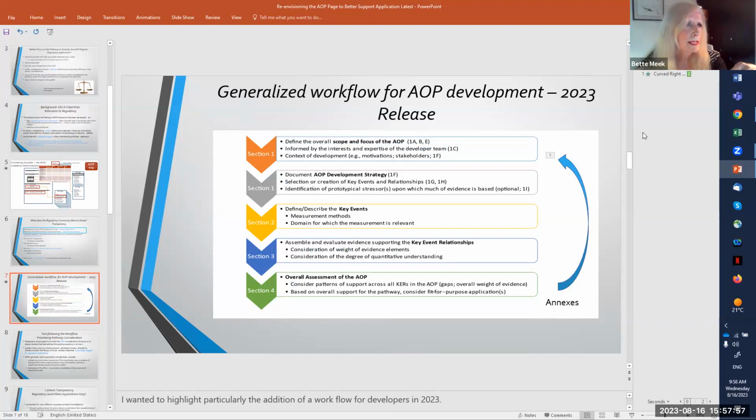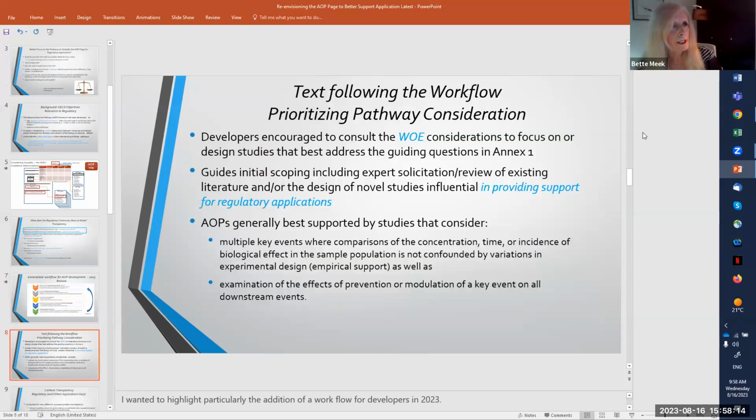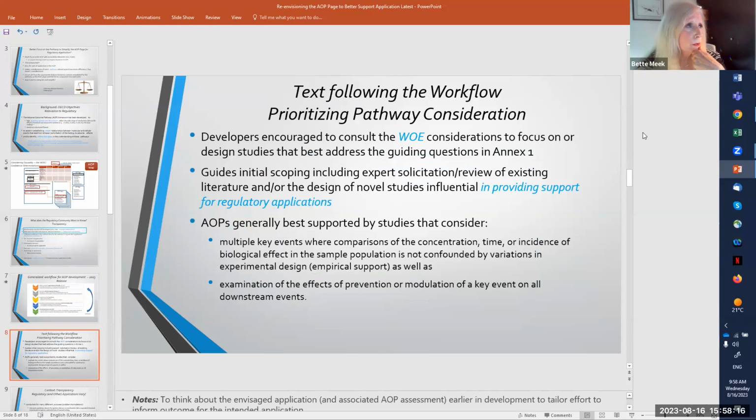And really it's a bit like problem formulation, that as AOP developers start to develop their AOPs, they really need to think about what's the overall objective in terms of the assessment of the AOP, what's going to appear on the AOP page. So it's really the text that was added following the workflow, that developers are encouraged to consult the weight of evidence considerations to focus on or design studies that best address the guiding questions in Annex 1.